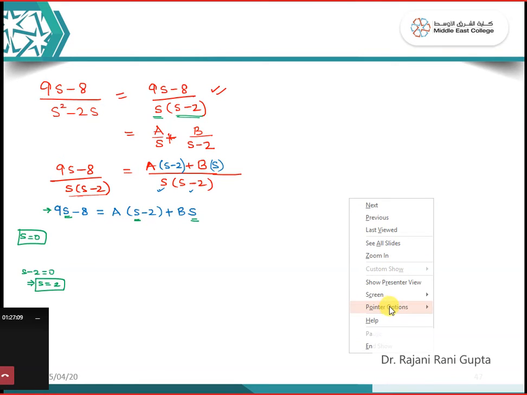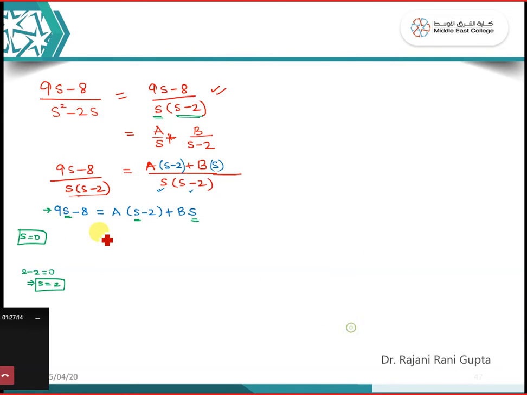So when you work with it, what will you get? 9 times 0 minus 8 is equal to a times 0 minus 2 plus b times 0. 9 times 0 becomes 0. So you are left here with minus 8, which is equal to 0 minus 2, which gives minus 2a. b times 0 becomes 0. So this gives you the value of a as minus 8 divided by minus 2, that is 4.